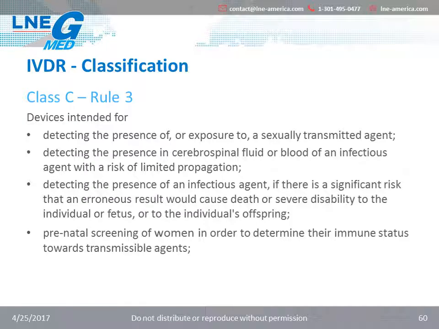For Class C Rule 3, these are devices intended for the detection of the presence of or exposure to a sexually transmitted agent, detecting the presence in cerebrospinal fluid or blood of an infectious agent with a risk of limited propagation, detecting the presence of an infectious agent if there is a significant risk that an erroneous result would cause death or severe disability to the individual or fetus, or to the individual's offspring, and prenatal screening of women in order to determine their immune status towards transmissible agents.